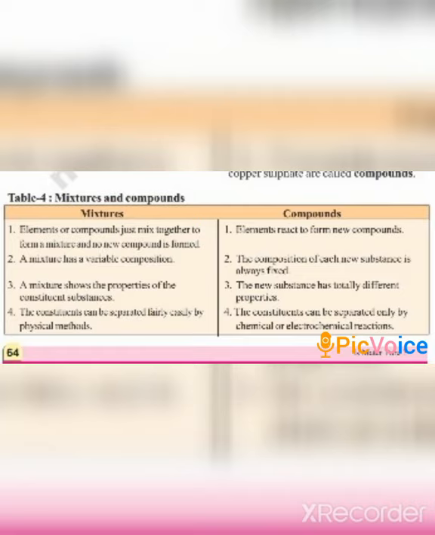The constituents can be separated fairly easily by physical methods. By the process of filtration or other process, a mixture's components can be separated, right? But with respect to the compounds, the components can be separated only by chemical and electrochemical reactions. You need to do certain kinds of reactions to separate the compounds.